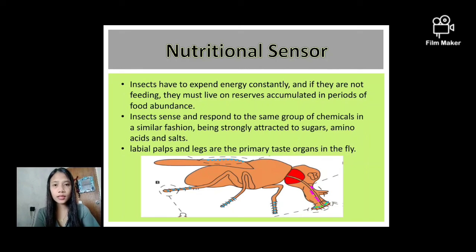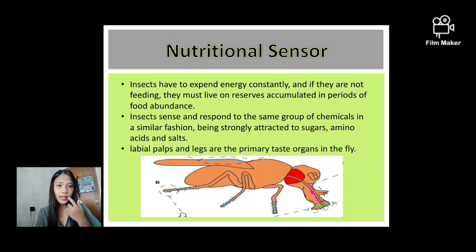Ayan, magbibigay ako ng isang example. Yung sa mga ants natin. Ayan, pagkatapos mong kumain ng may sugar content, iwan mo yan for maybe a minute. Then, pagbalik mo, may ants na yan. So, they are very attracted to sugar, amino acids, and salts.